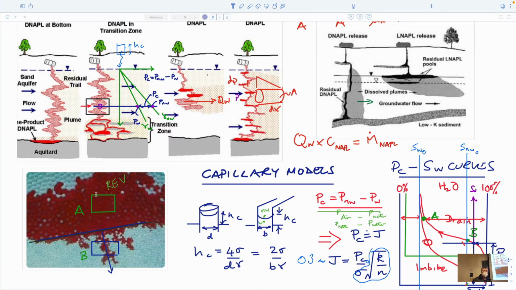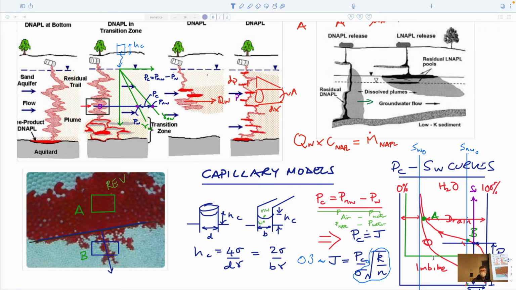And so this REV that we have here might be 70% NAPL and 30% water. You can only see the NAPL because we know that the water will be on the grain surfaces and at the grain-to-grain junctions, but nonetheless we know that some kind of architecture inside here is represented by this curve.